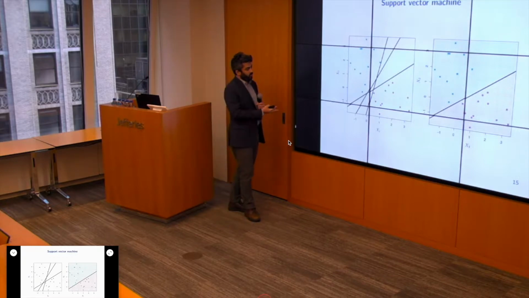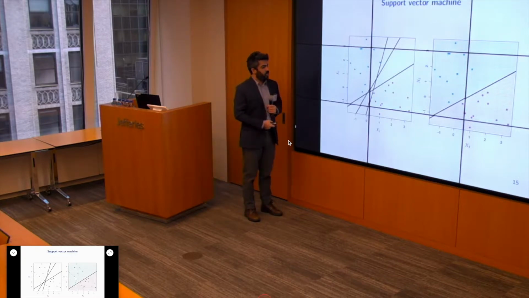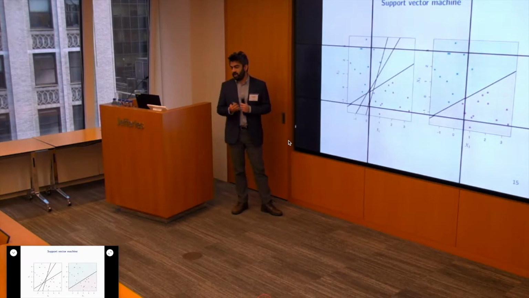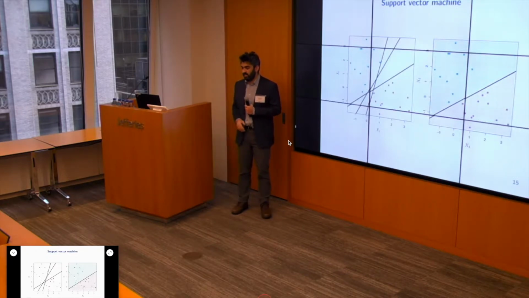And as you can see on the left, I'm not going to go through the details here, but basically there's a lot of different lines you might draw to distinguish between these two groups. The support vector machine is a particular way of choosing a good line that will generalize well to points you have not seen. There's a lot of math behind that.